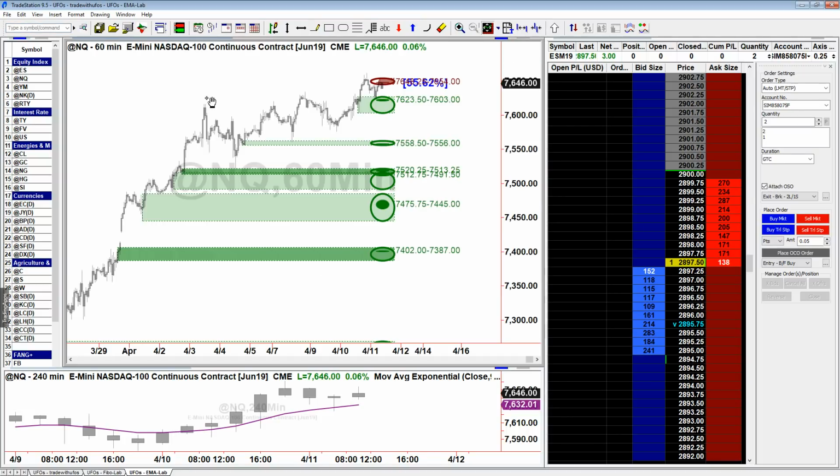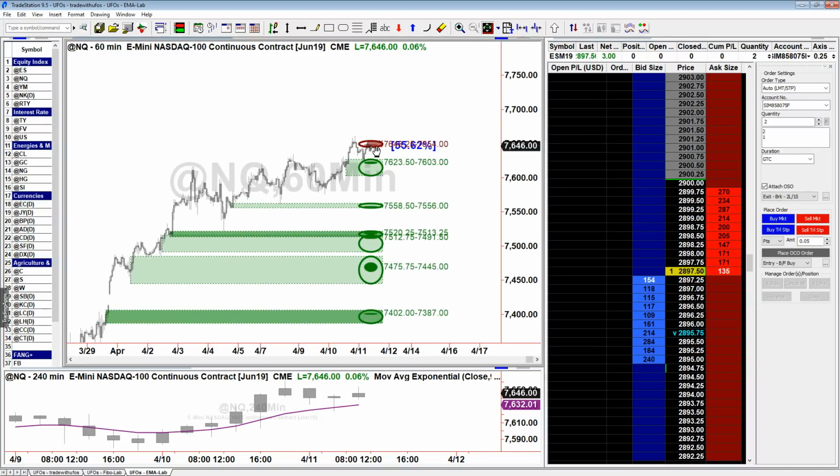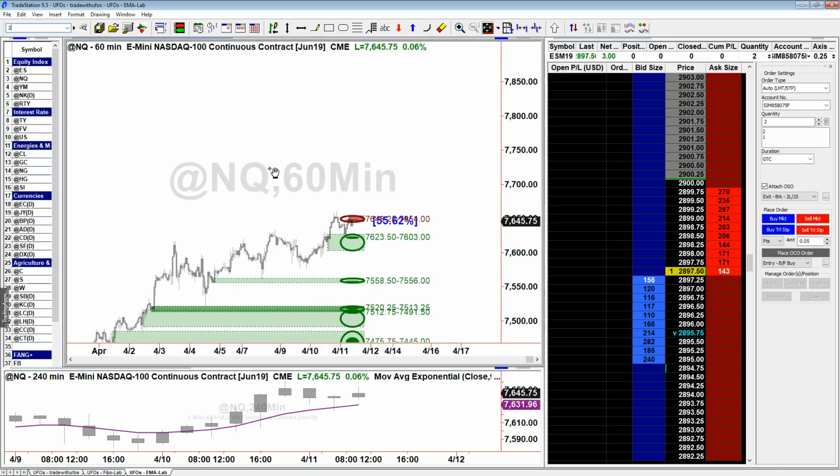I'm going to go for 60. And here we got a UFO, but it's where the current price is. So that one, we're just going to ignore it. Nothing else above. So then we're going to move to the 4-hour time frame.